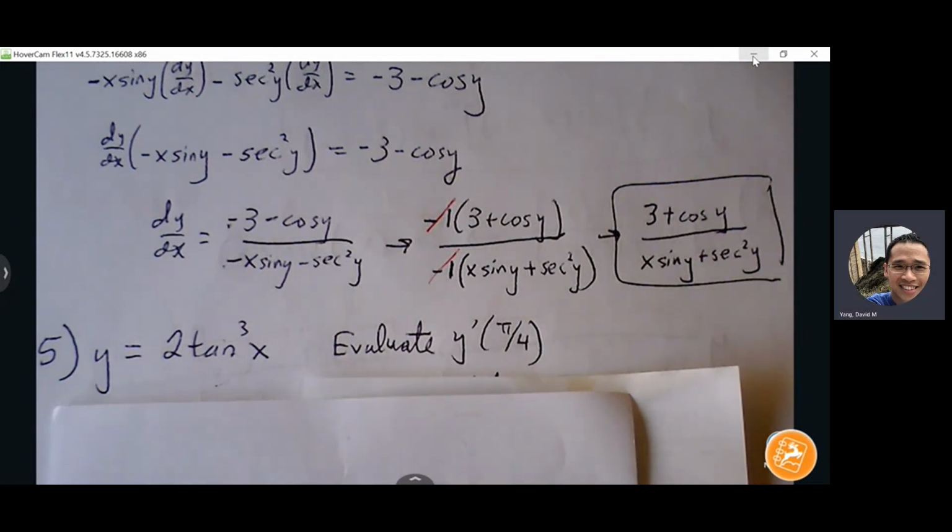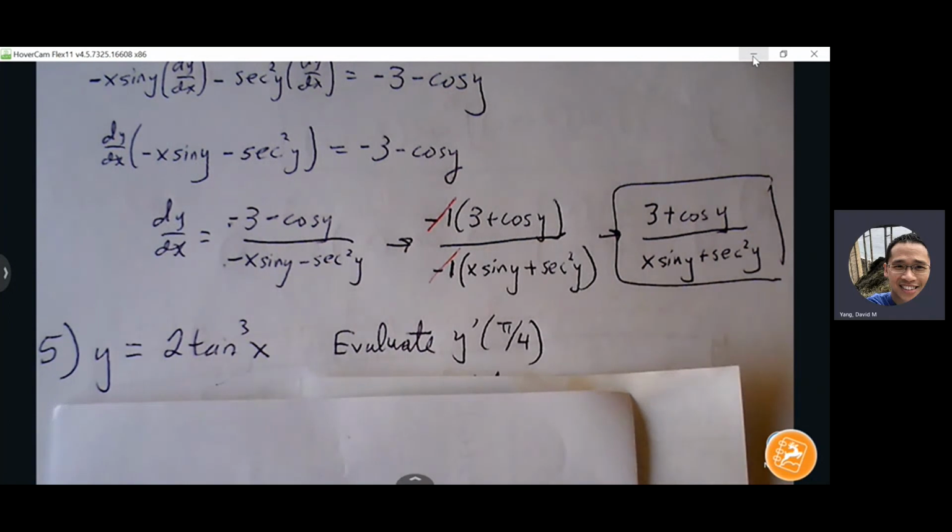Okay, number 5, y equals 2 tangent cubed of x. Evaluate y prime of pi over 4. So this is asking us to find the derivative and evaluate the derivative at pi over 4. What should we do first, though, before we jump into our derivative step? Yeah, let's put that 3 outside in a set of brackets.